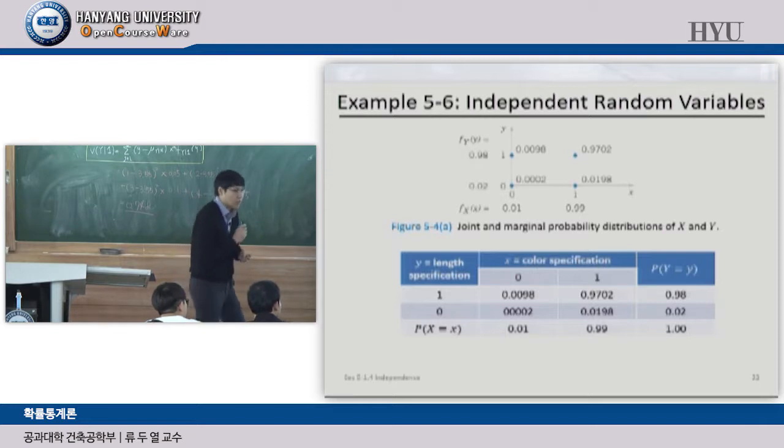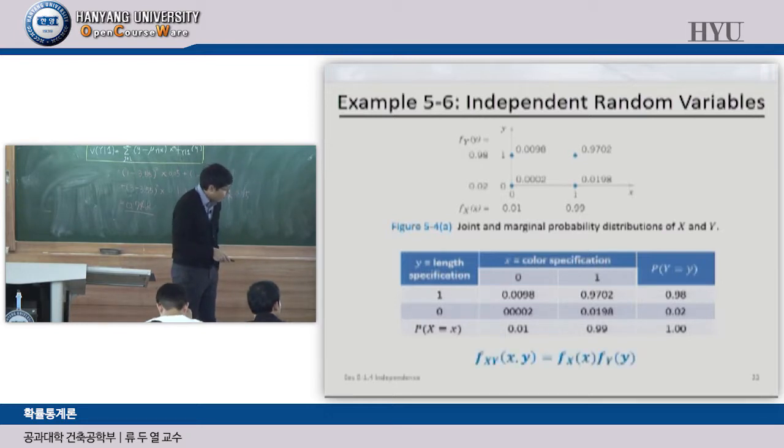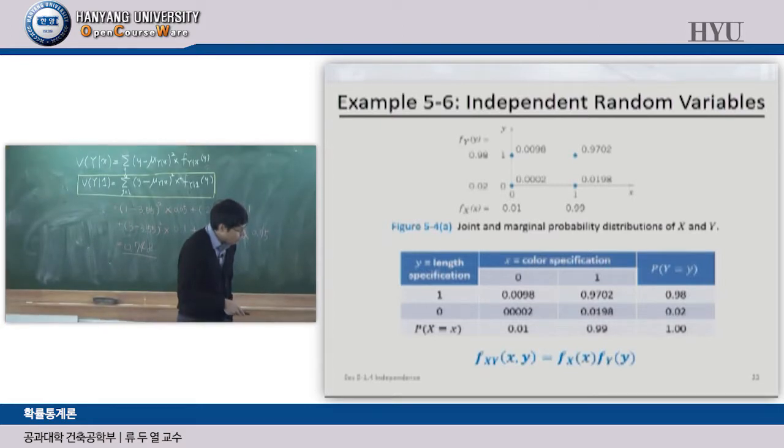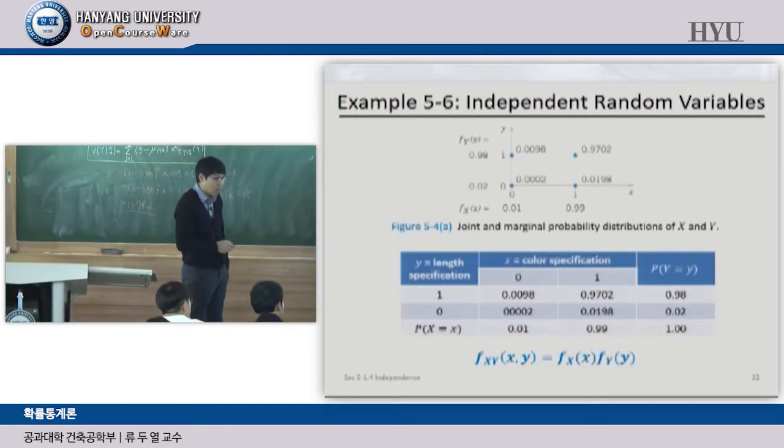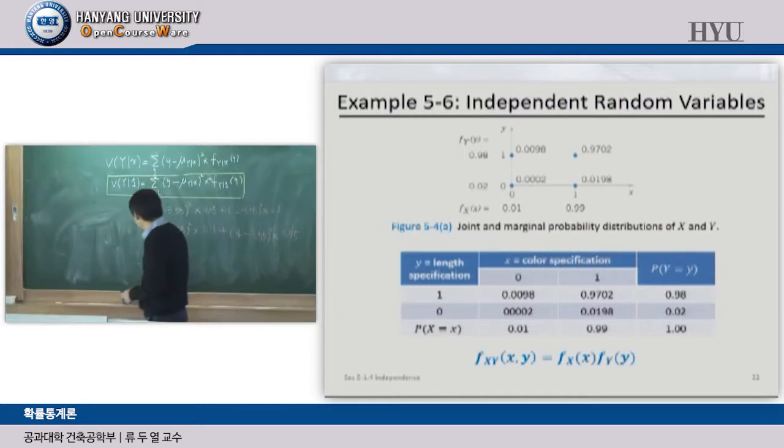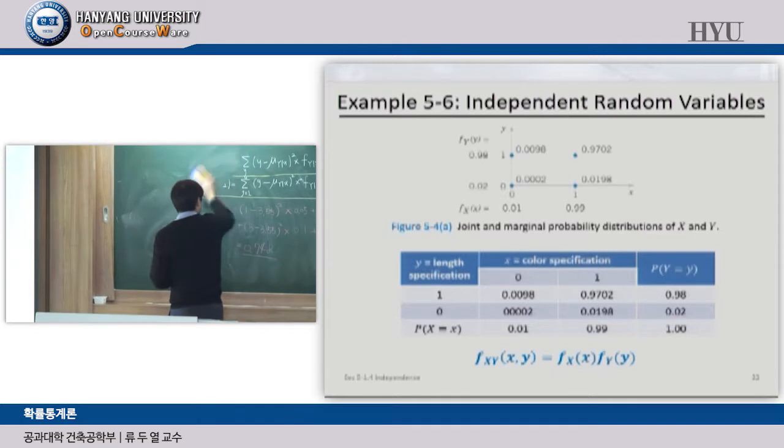So in the case of independence, the joint probability mass function of X and Y should be equal to the multiplication of the marginal probability mass functions of each random variable. That is the requirement. And I'm going to verify this equation.